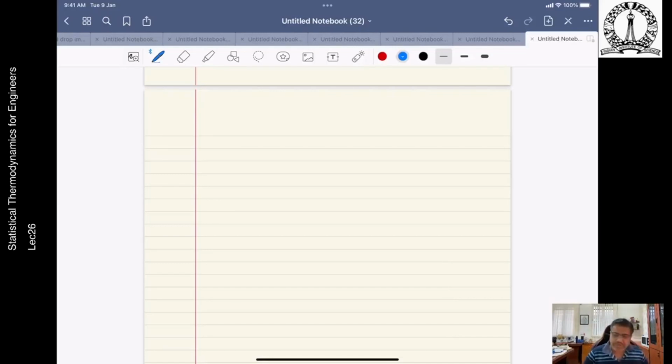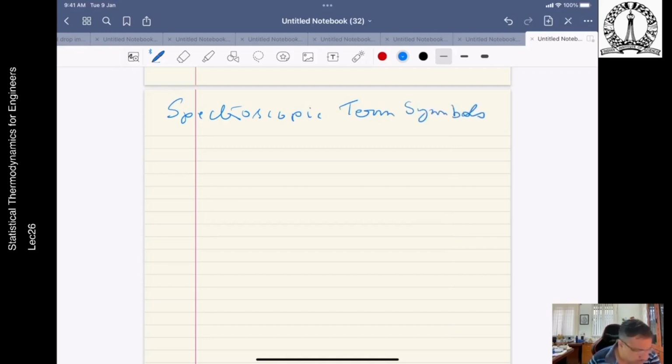Welcome to lecture number 26 of the Statistical Thermodynamics course. So this time our main focus will be on spectroscopic term symbols for multi-electron atoms. That would be the first thing that we will do here. Now let's look at the electronic configuration in a little bit more detail.